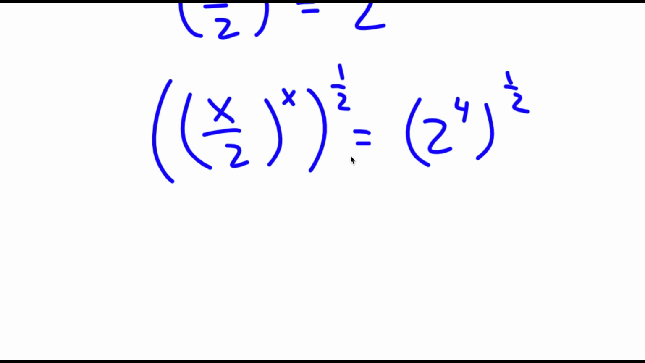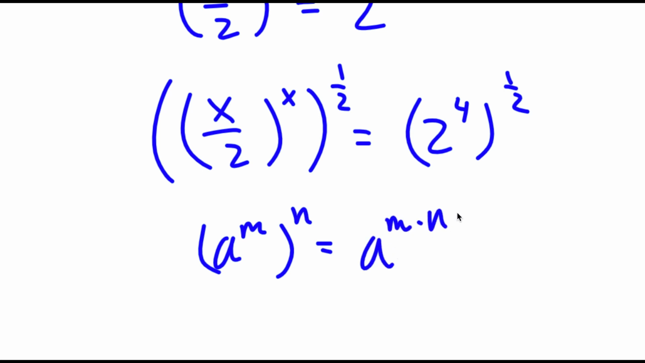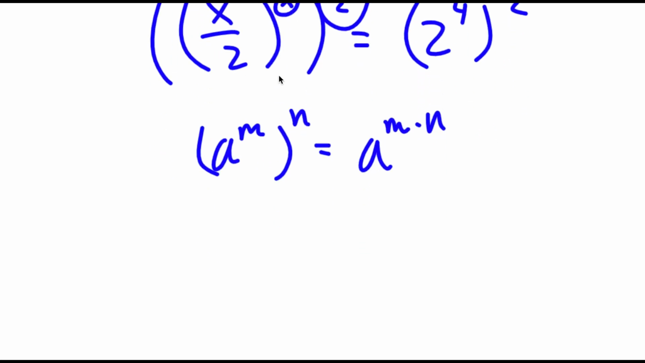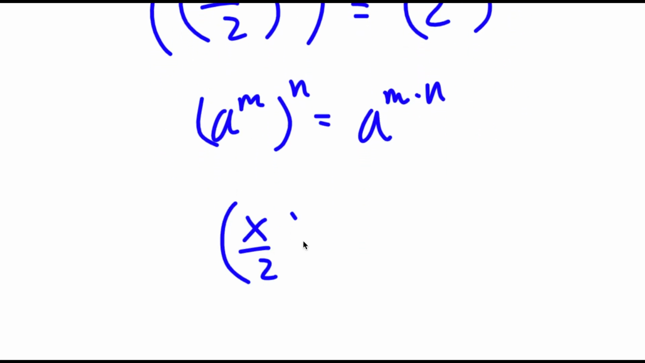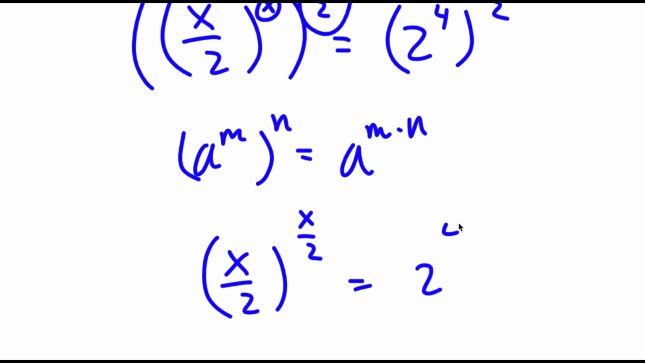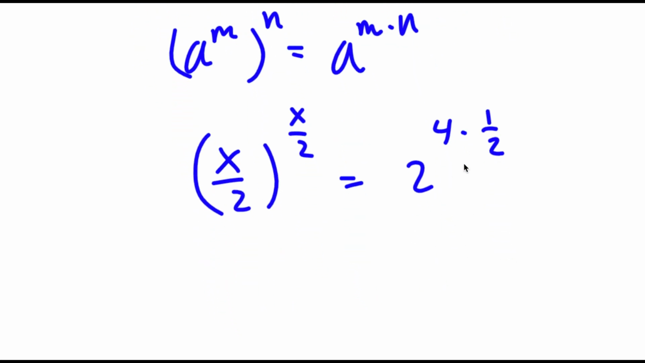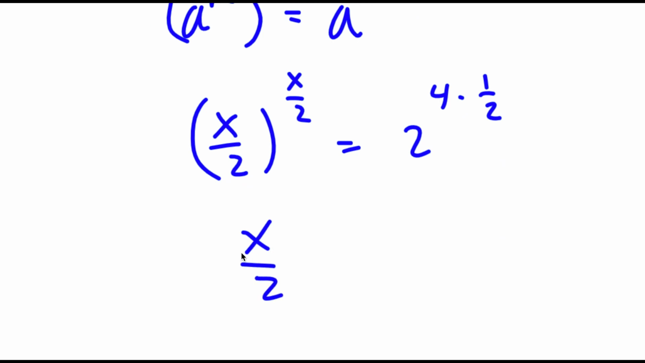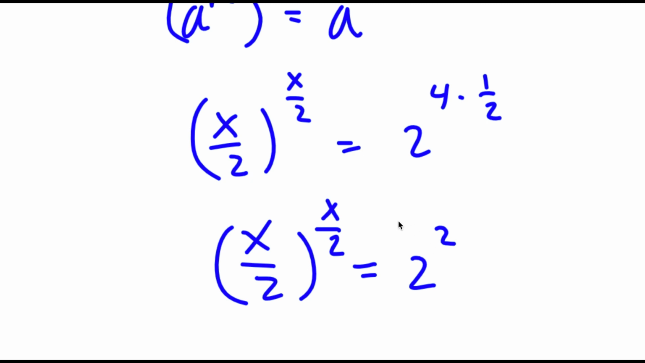Now, x over 2 to the power of x to the power of 1/2, well, if I have something in the form a to the power of m to the power of n, this is equal to a to the power of m times n. So I can multiply x and 1/2. Now I get x over 2 to the power of x over 2 is equal to 2 to the power of 4 to the power of 1/2. That's 2 to the power of 4 times 1/2. 4 times 1/2 is simply 2. So now I have x over 2 to the power of x over 2 is equal to 2 to the power of 2.